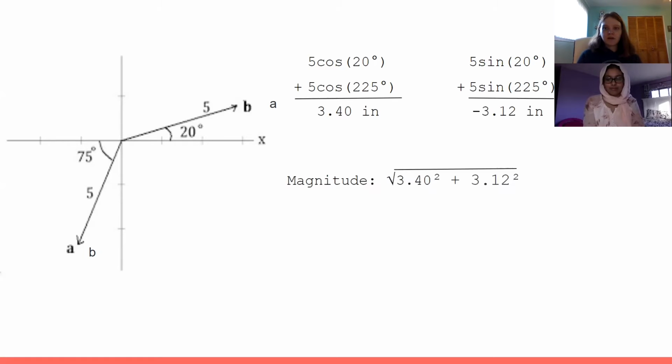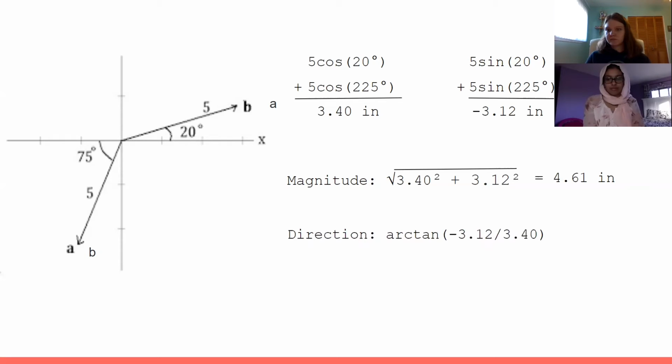And to find the magnitude, we would do the square root of 3.40 squared plus 3.12 squared, which would give us 4.161 inches. To find the direction, you would take the inverse tangent of sine over cosine, which is negative 3.12 over 3.4 inches, and that gives us negative 42.54 degrees, or 317.46 degrees standard trig.